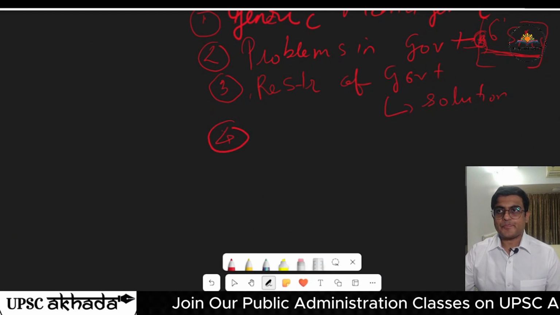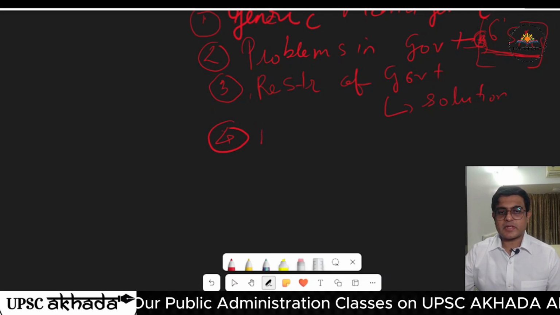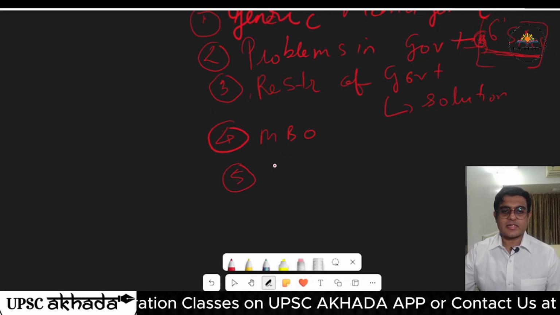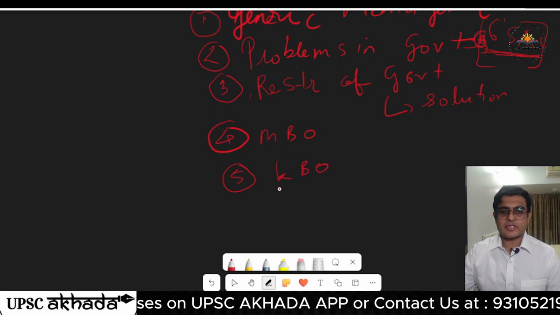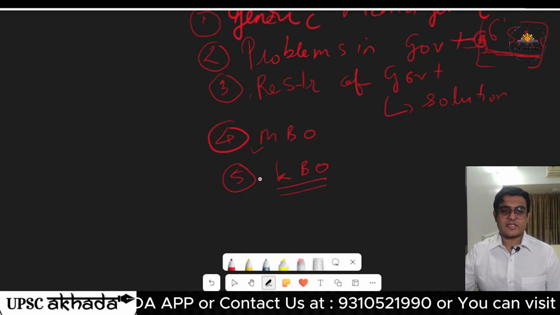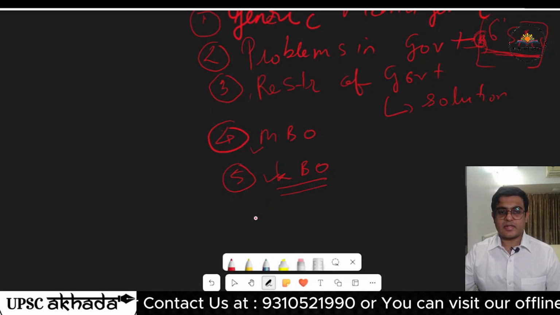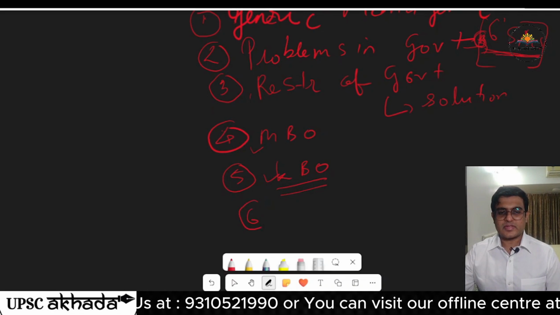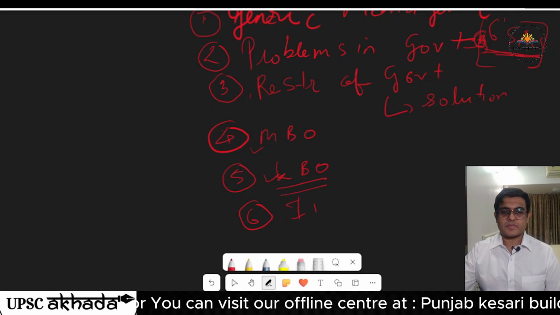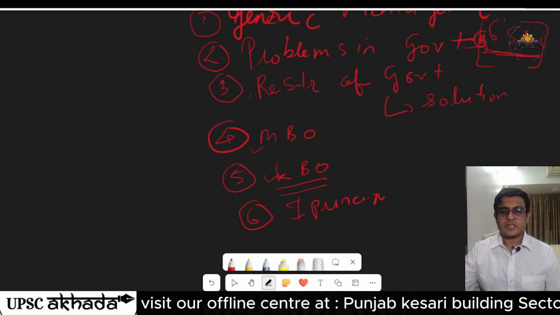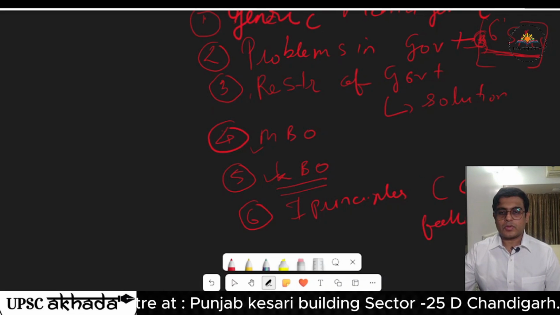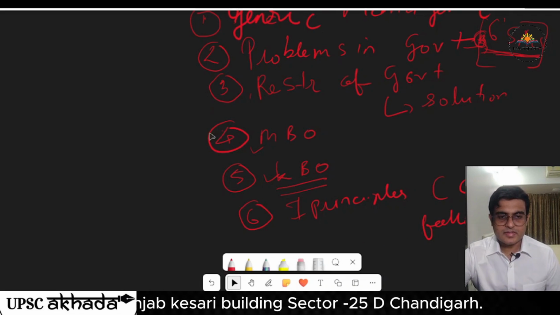Fourthly, he talks about management by objectives. Then he gives another concept, the knowledge based organization, that is, what the future organization will be. He says this will be knowledge based organizations. So here he sums up his entire contributions, where he gives 7 principles which the CEO should follow.